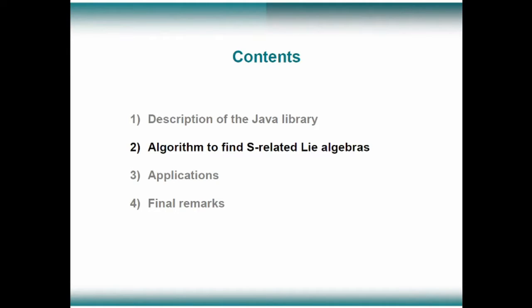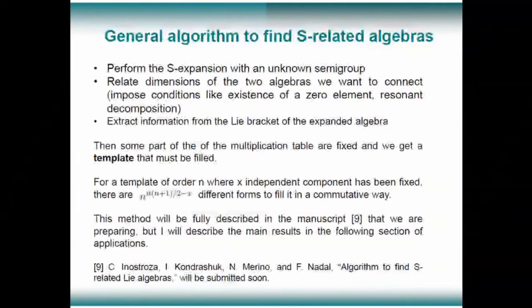Now I'm going to talk about the algorithm to find the algebra. The first thing we do is take the original algebra we want and perform a general expansion with an unknown semigroup. Then we relate the dimensions of the two algebras we want to connect, and under those conditions we look for a particular resonance.